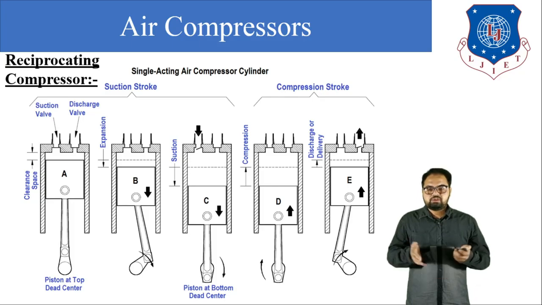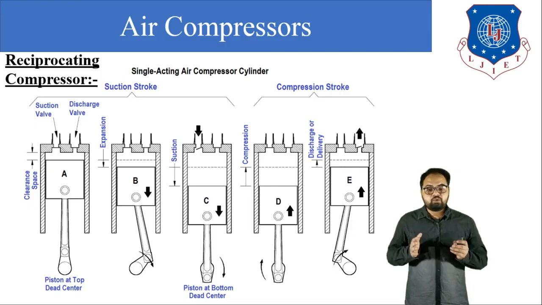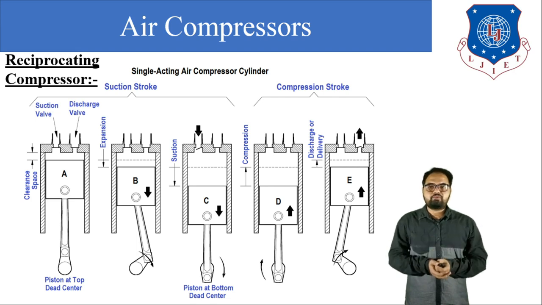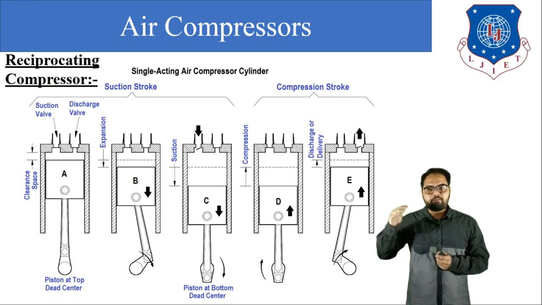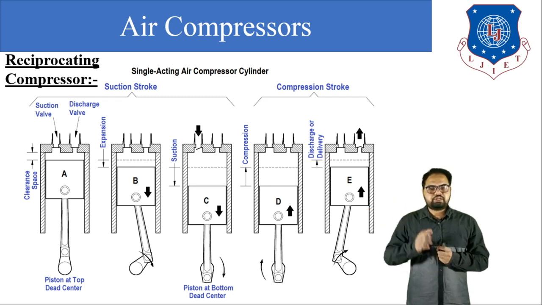Okay. So next is the reciprocating compressor. How does this compressor work, or what is the basic operation of an air compressor? In the first figure, you can see that two valves are provided at the top of the cylinder head: the suction valve and the discharge valve. Inside the cylinder, a piston is fitted, and the piston is connected with the connecting rod and crankshaft.